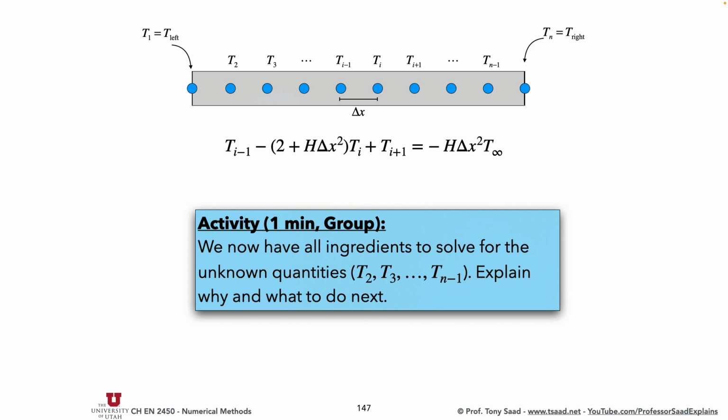So this is the recipe at any one of those points. This is the equation at any one of those points. So now what's the next step?